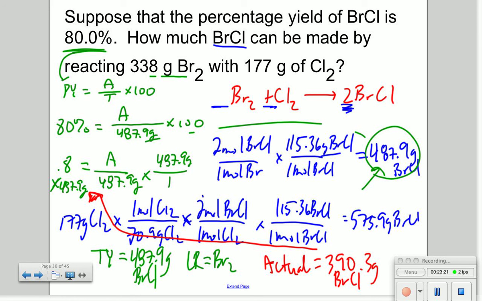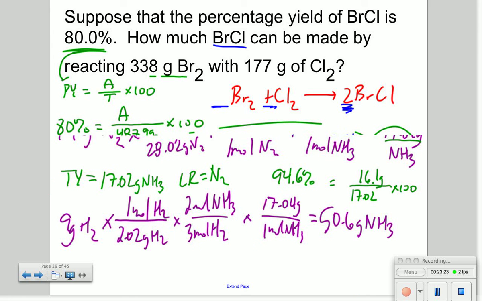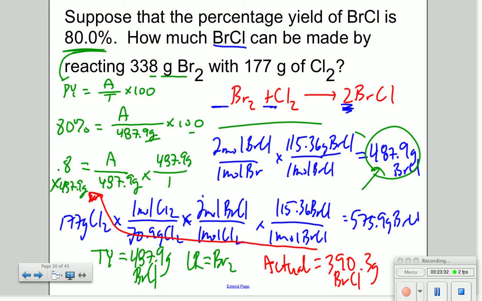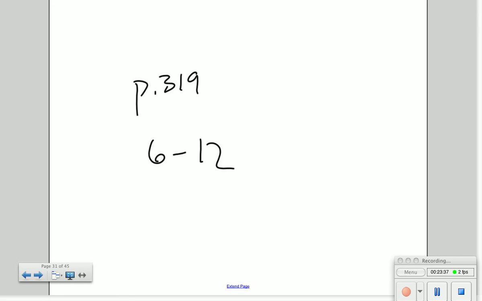Okay, so sometimes they will, if I go back to this previous example, they'll give you the actual, and you have to find the theoretical, take your actual divided by theoretical, you get your percent. Sometimes they give you the percent, and you kind of have to work backwards a little bit, but you still have to find your theoretical, and then you'll just solve for the actual instead.